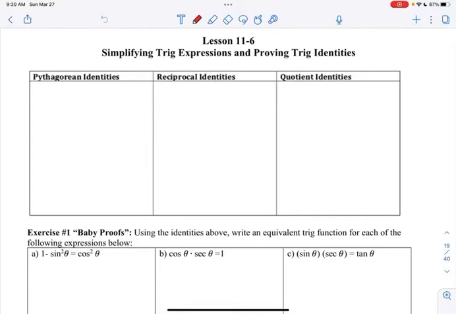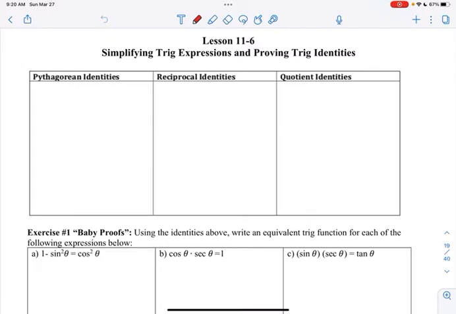Hi, Algebra 2. This is a lesson on Unit 11, Lesson 6, in simplifying trig expressions. In case you were absent or missed anything, I might not do all the problems, but I'll do enough so that you'll get the idea. So we're talking about trig identities in this lesson.